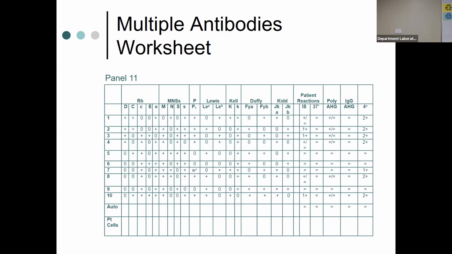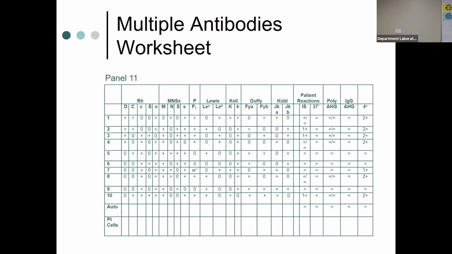Okay, if we were to use monospecific IgG, notice that we don't have any reactions at the AHG phase of testing. Okay, this is a good example of why oftentimes IgM antibodies are more of a nuisance in blood bank. And notice when we do our IgG AHG phase of testing, we have negative reactions.